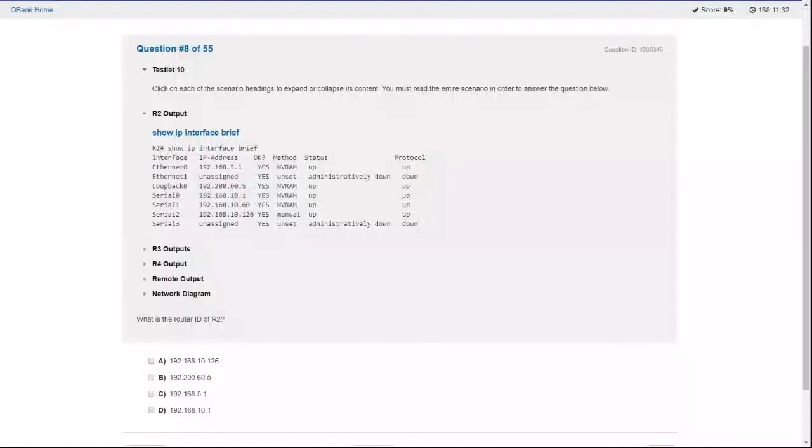I'm getting there. I'm getting better at this. All right. Answer on this one. So top answer selected was B.